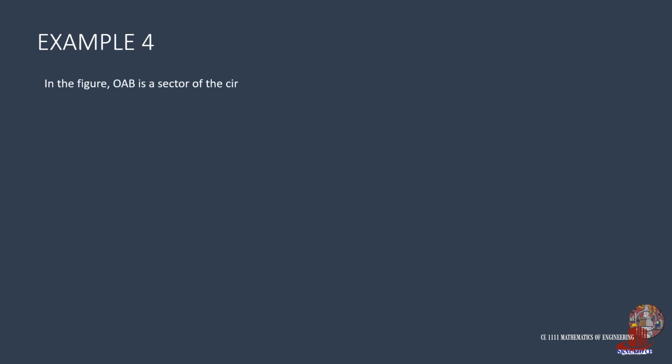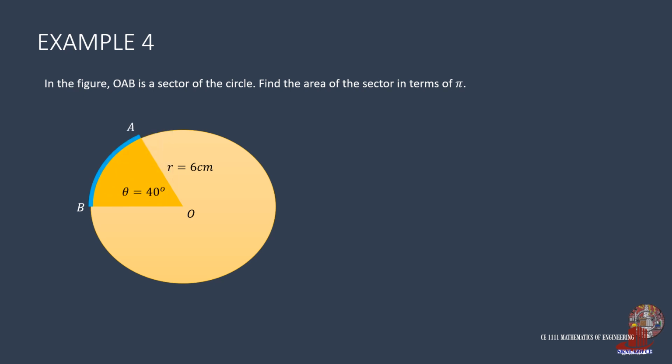The next problem uses a figure where AOB is a sector of the circle. We are to determine its area in terms of pi. Using ratio and proportionality, we get A sub s is to 40 degrees as pi times 6 squared is to 360 degrees. Cross multiply 40 to the other side and get A sub s as 4 pi square centimeters.